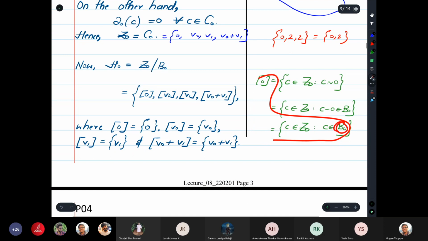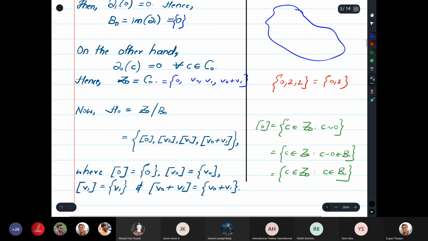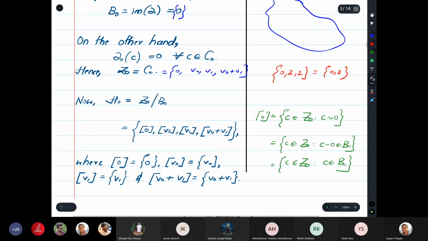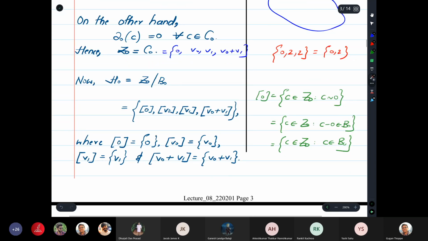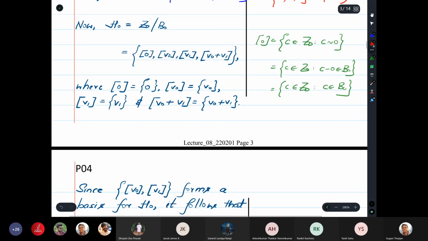Since B0 only contains one element, which is the 0 element, it follows that the equivalence class of 0 is the set which only has the 0 element, right? So now let's move on and try to compute the equivalence class of V0.